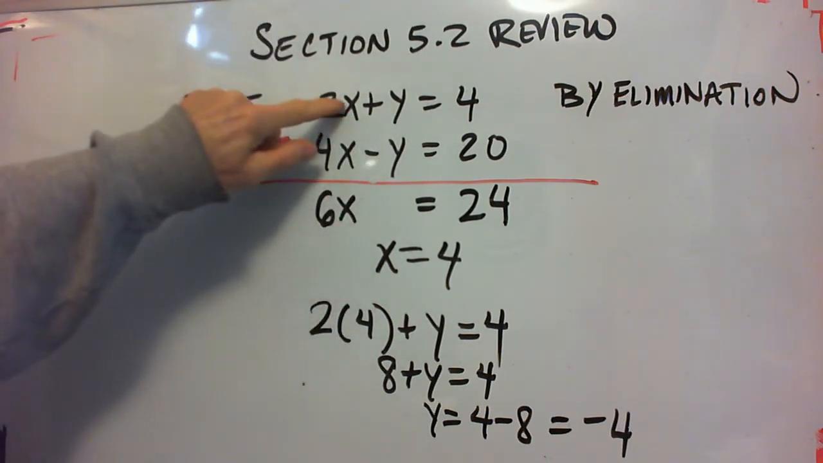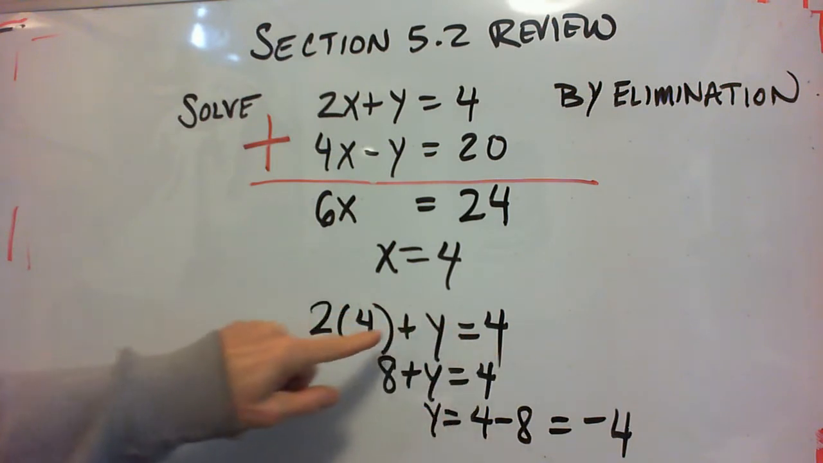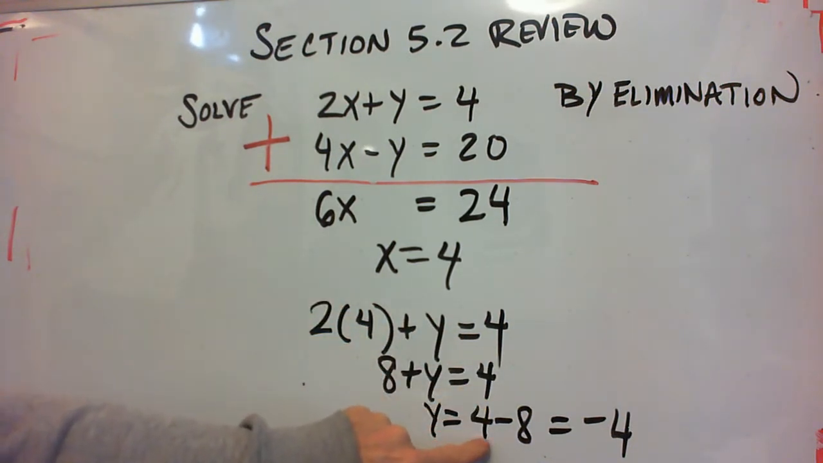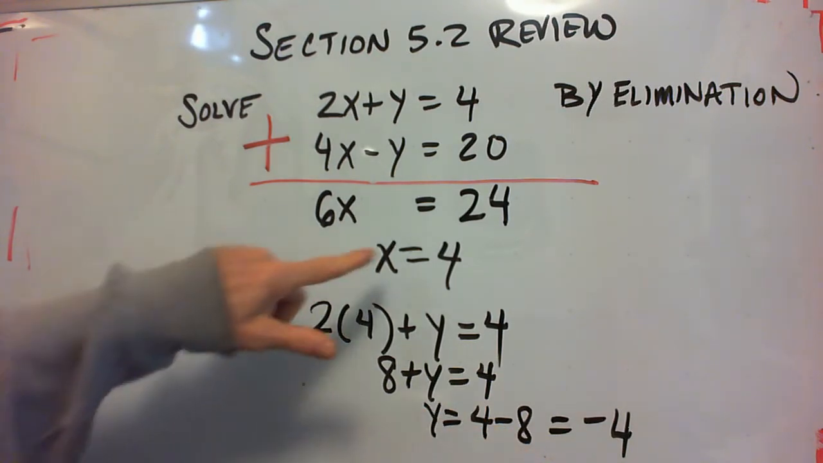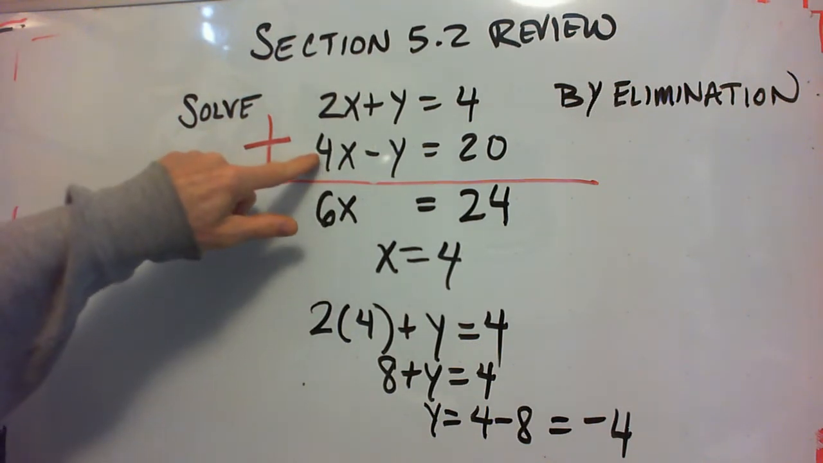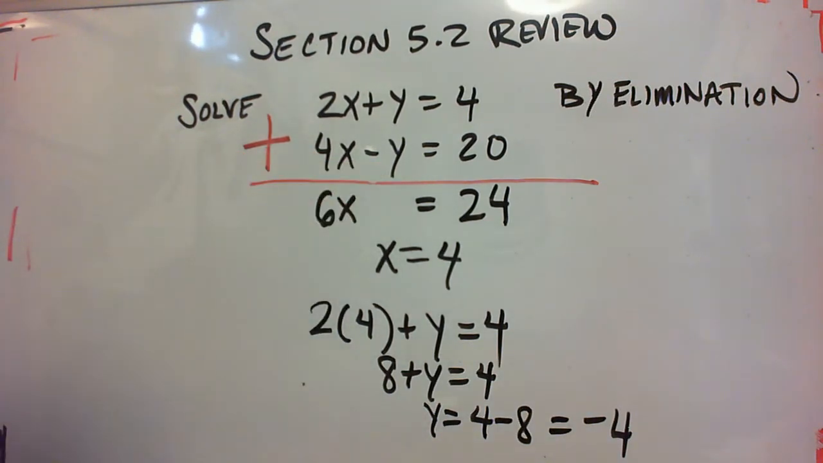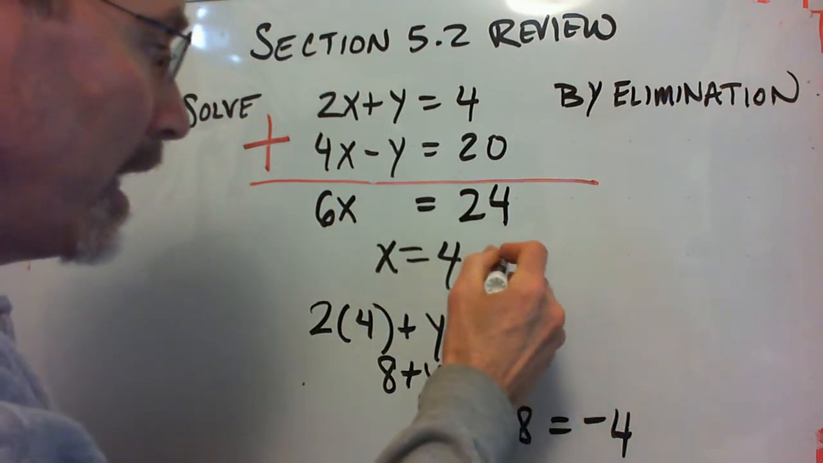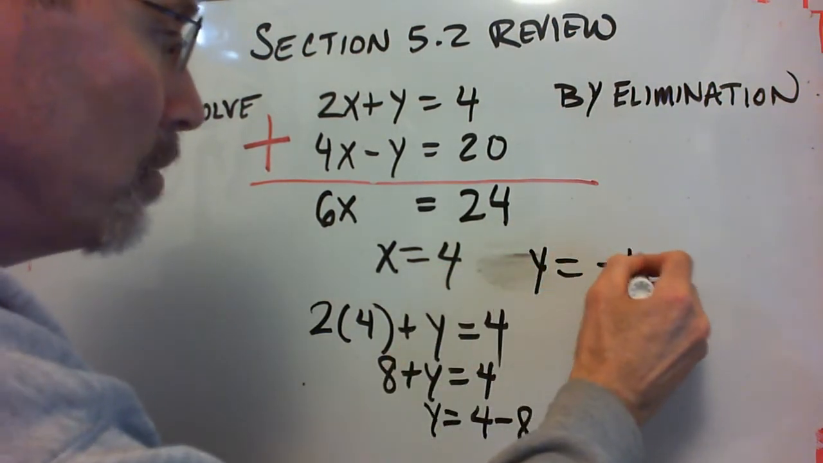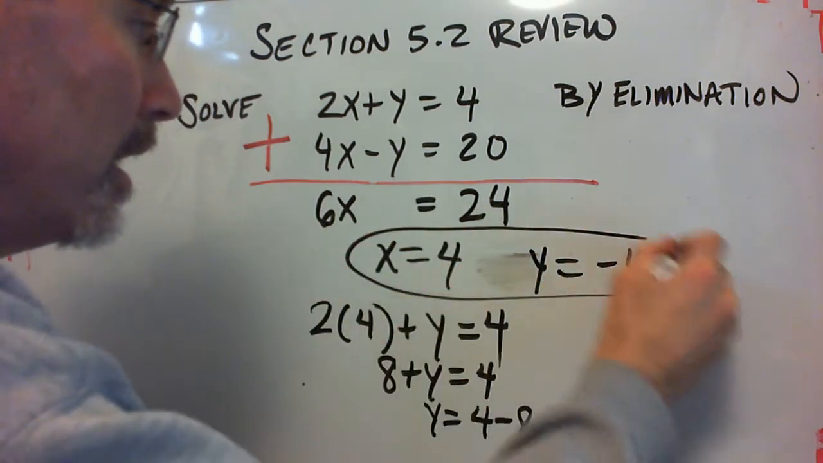So 2 times 4 plus y equals 4. 8 plus y equals 4. Y is 4 minus 8, or negative 4. And we can check that by plugging into both equations. 4 times 4 minus a negative 4 does equal 20. So our answer here is x equals 4, y equals negative 4.